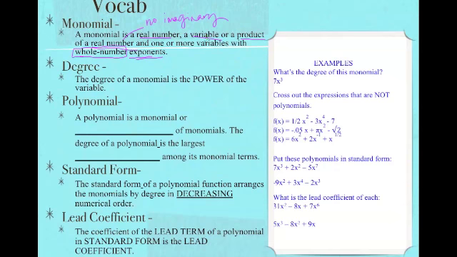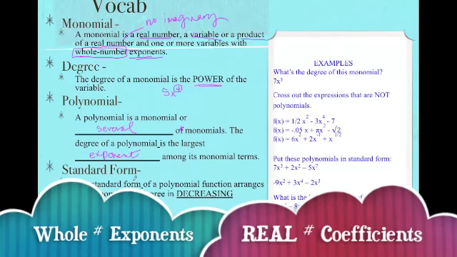As far as degrees go, the degree is simply the power of the variable for the monomial. So if you had 5x to the fourth, 4 is the degree. And a polynomial is a monomial or several monomials that are all added together or subtracted. And the degree of the polynomial is the largest exponent among its monomial terms.